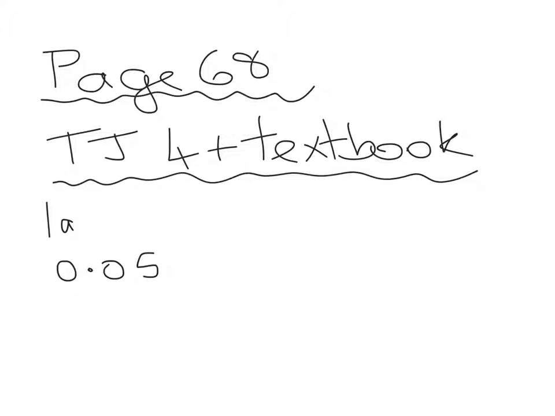So page 68 in the TJ4 Plus textbook, we're going to do a couple of questions out of it. So 1A, we have got 0.05 and we want to write it in scientific notation. So there's my decimal point. I need to move it until I've got one number to the left-hand side that is not a 0. So this is where we're going to go with it. 1, 2, that's a new place that I want my decimal point to be. So we've moved 2 places. So it's negative 2 is my power. So 5.0 times 10 to the negative 2.